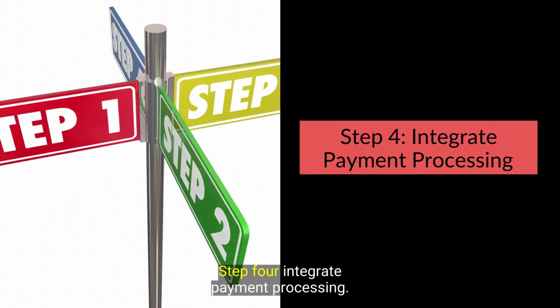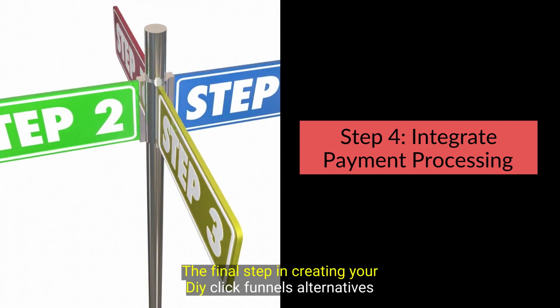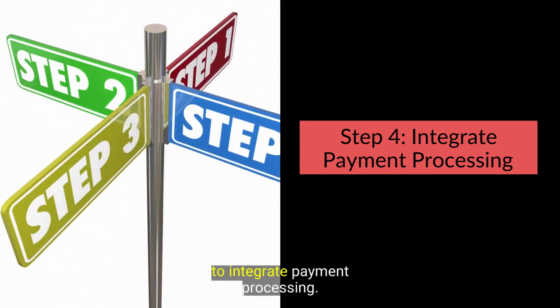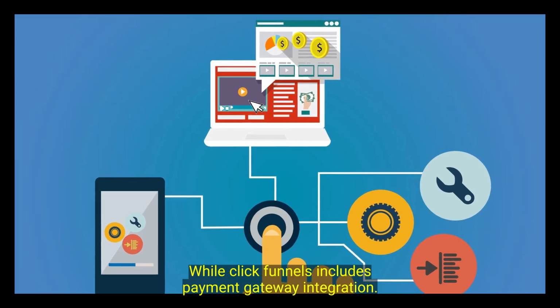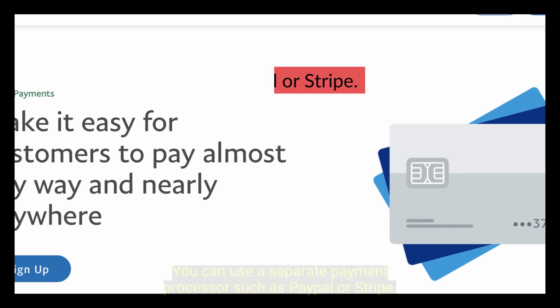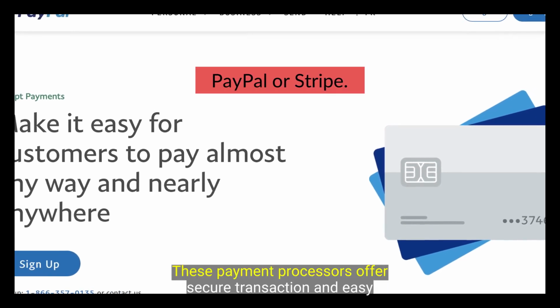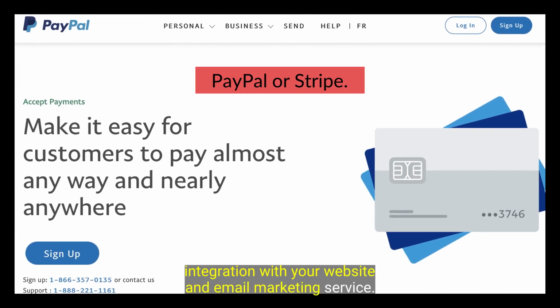Step 4. Integrate payment processing. The final step in creating your DIY ClickFunnels alternative is to integrate payment processing. While ClickFunnels includes payment gateway integration, you can use a separate payment processor such as PayPal or Stripe. These payment processors offer secure transactions and easy integration with your website and email marketing service.